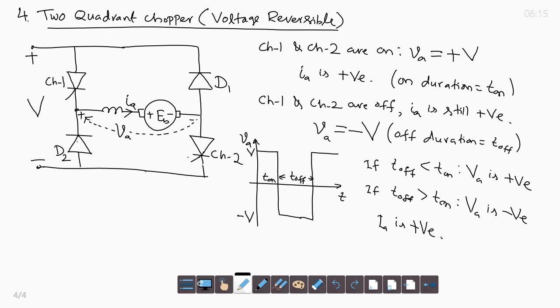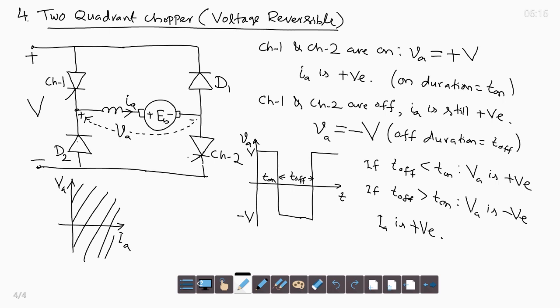So, if you consider the quadrant wise operation, on the speed torque plane or VA IA plane, current is always positive, current cannot be negative in this circuit because of the circuit connections. These are unidirectional switches. So, you have operation in the first quadrant and fourth quadrant, reversible voltage, reversible speed, but current and torque are not reversible. This is also a 2 quadrant chopper, but of a different type.